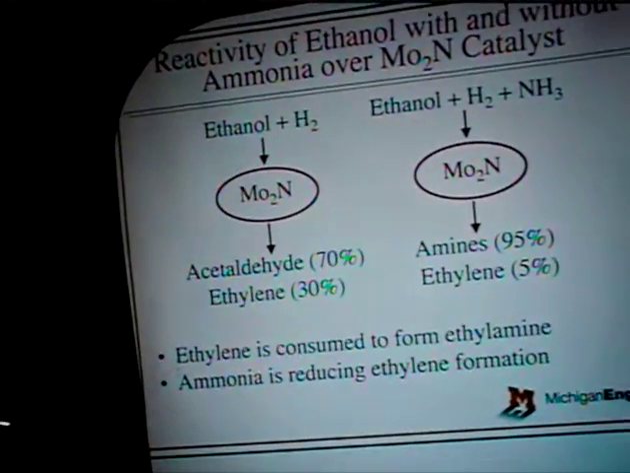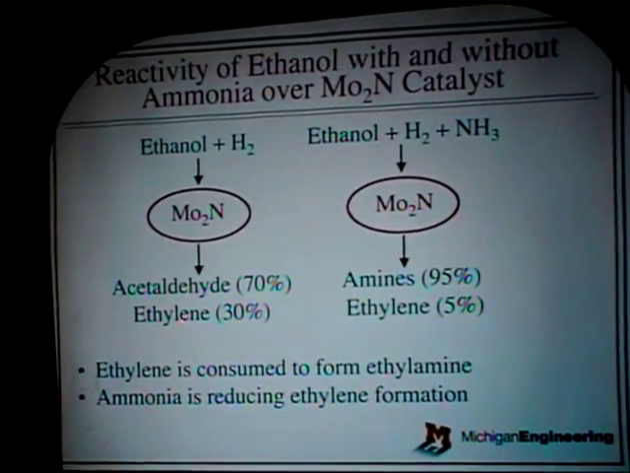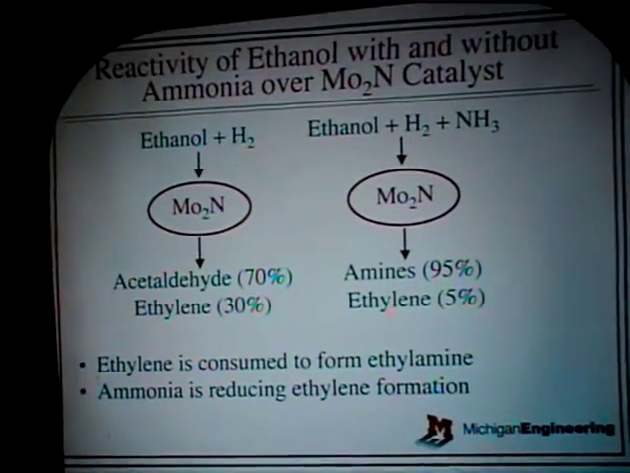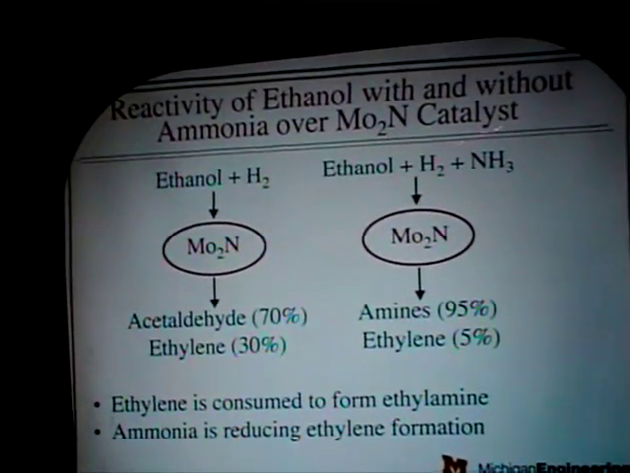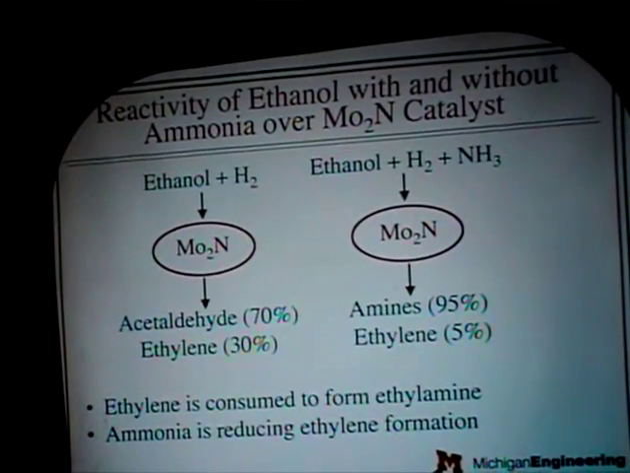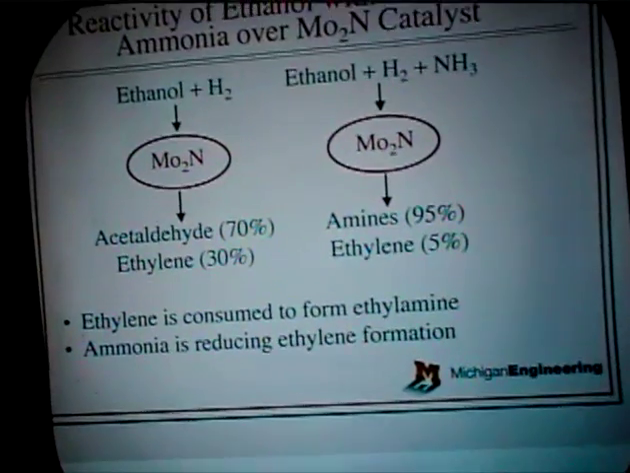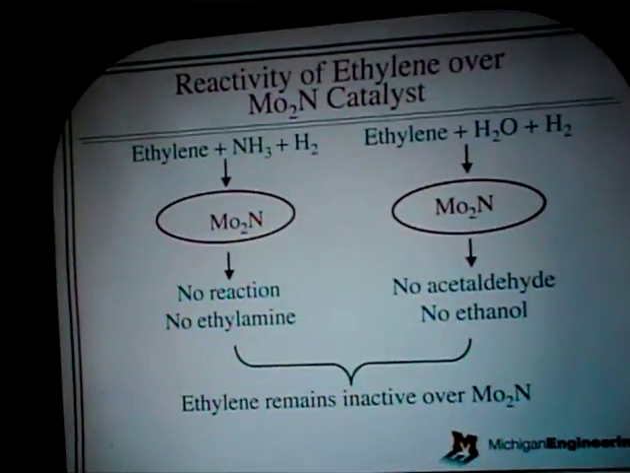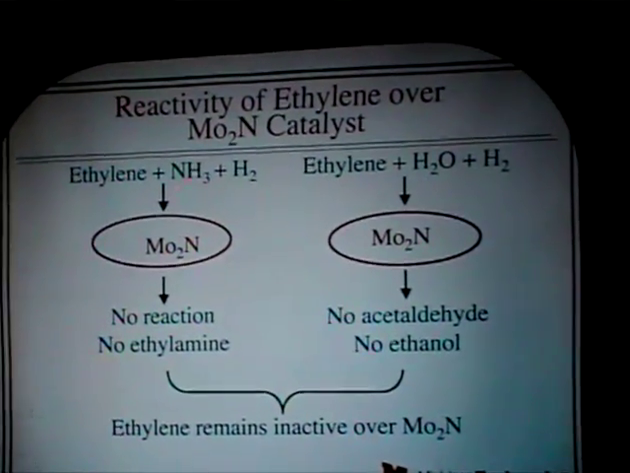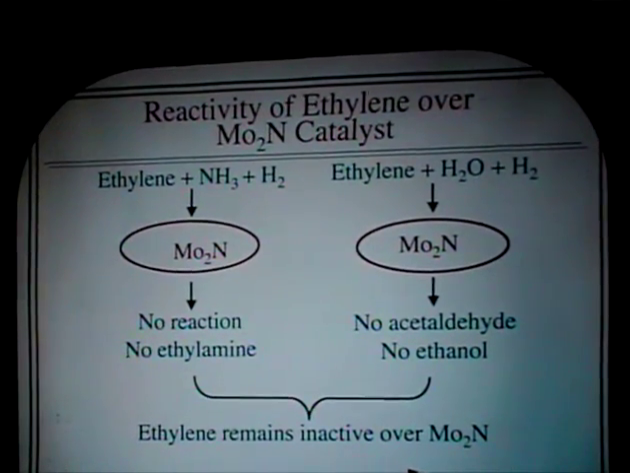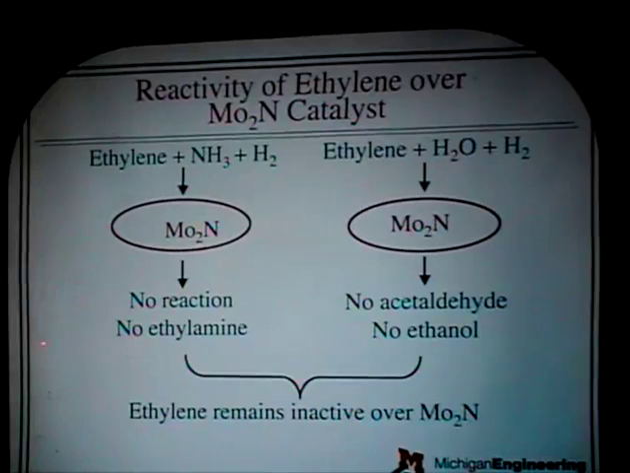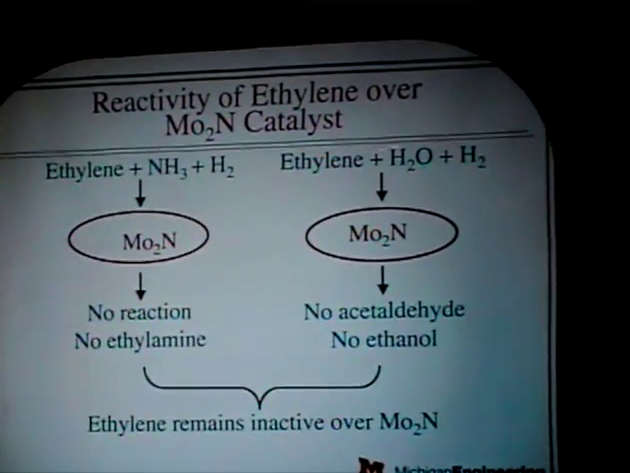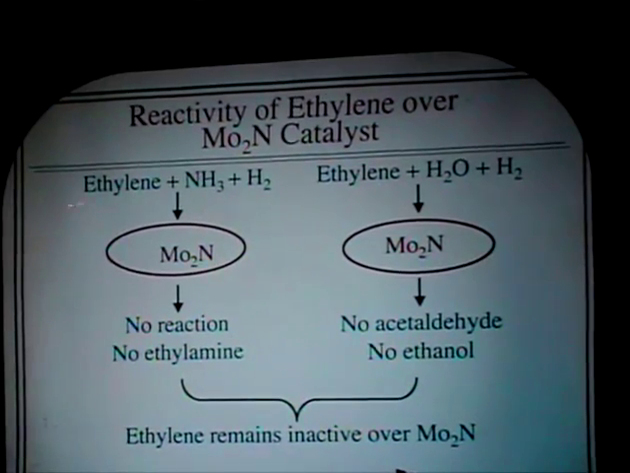So there may be two possible reasons for this drop in selectivity. Maybe this ethylene is also reacting with ammonia to form ethylamine, or the use of ammonia may be blocking some acidic sites, which is preventing the dehydration reaction, which is basically an acid catalyzed reaction. So to confirm that, we have carried out some more experiments. We have tested the activity of ethylene over molybdenum, and when we use 1% ethylene, 25% ammonia and balance hydrogen over molybdenum, there is no reaction and no ethylamine is formed.